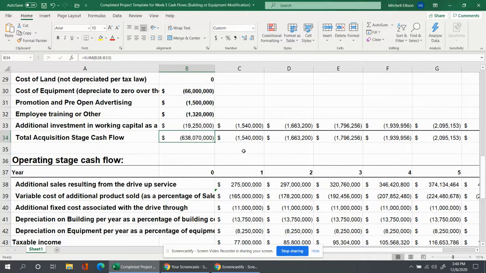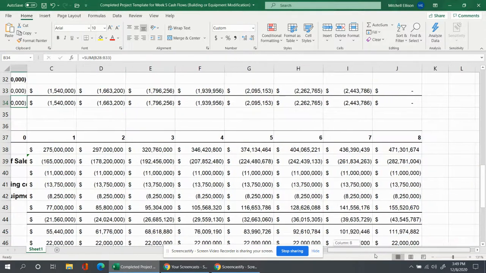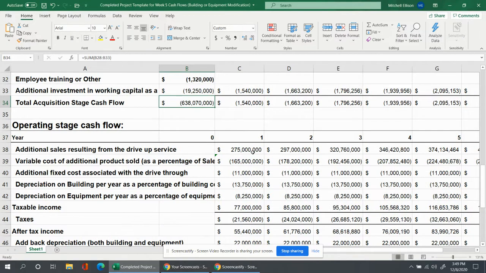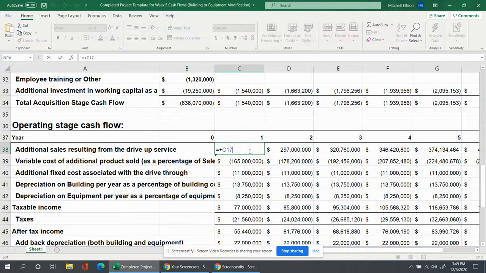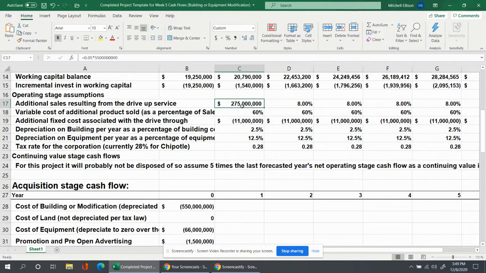Okay. Your additional sales, what I did there is I modeled, I forget exactly what my assumption there was. Hold on a minute. I'll just click on that. Oh, I'm sorry, it was from above. The $275,000, that's 5% of Chipotle's $5.5 billion in sales last year.